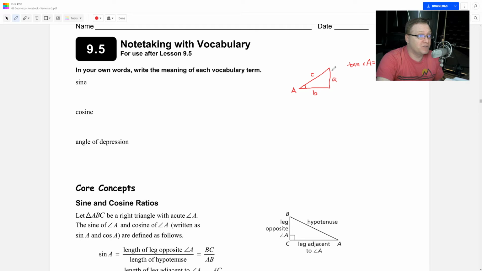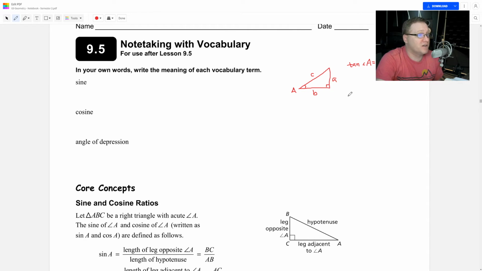The ratio is going to be the opposite leg on top, which is A, and the adjacent leg here on bottom. So the tangent of A is A over B, all right? So we have already learned that.